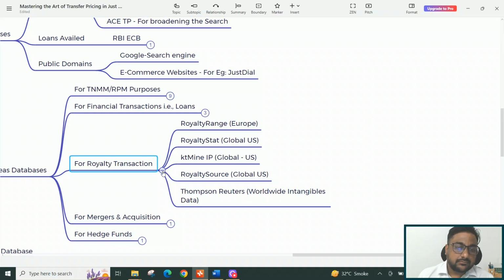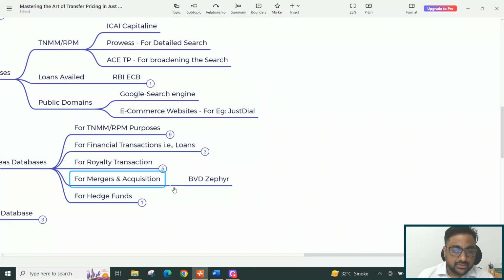Then for mergers and acquisitions also, there's a database, BvD Zephyr. I haven't used this database, and I haven't worked much on merger and acquisition transactions, but this is the database available in case you are required to benchmark a share transfer transaction or a merger or acquisition or disinvestment transaction. It would contain relevant data on betas, on security premiums or whatever other economic factors you need to understand and consider when you are benchmarking a share purchase or merger transaction.